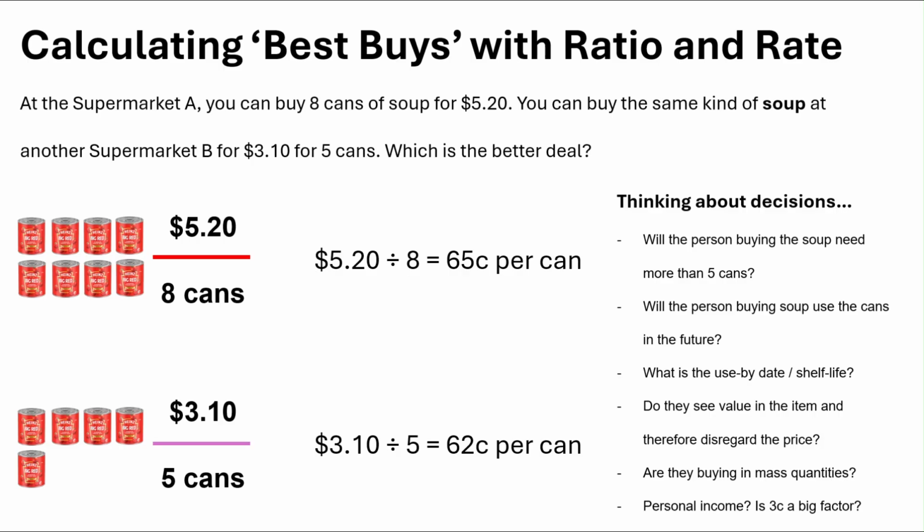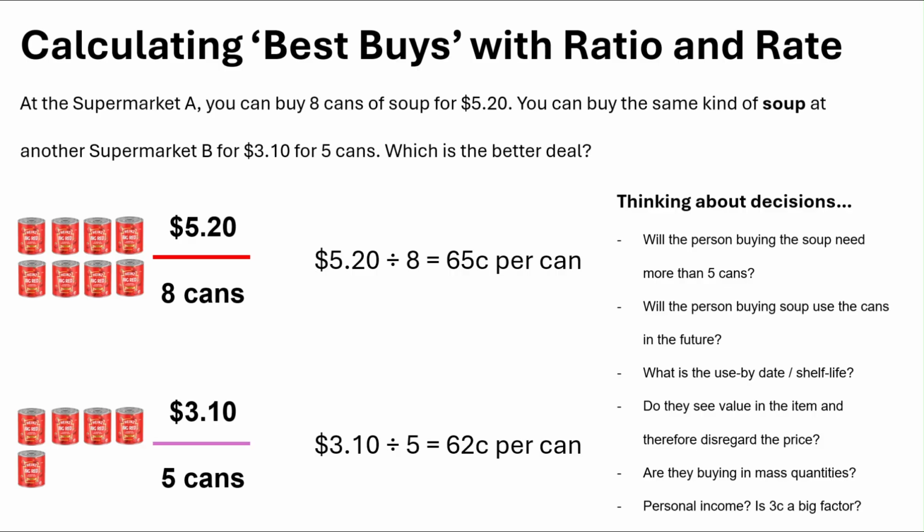But then also you're talking about quality of products. Some products have less quality than others because they might be made overseas, or they might be made with a worse product. I'm not sure. Personal income is a big factor for some people when comparing between 62 cents and 65 cents.